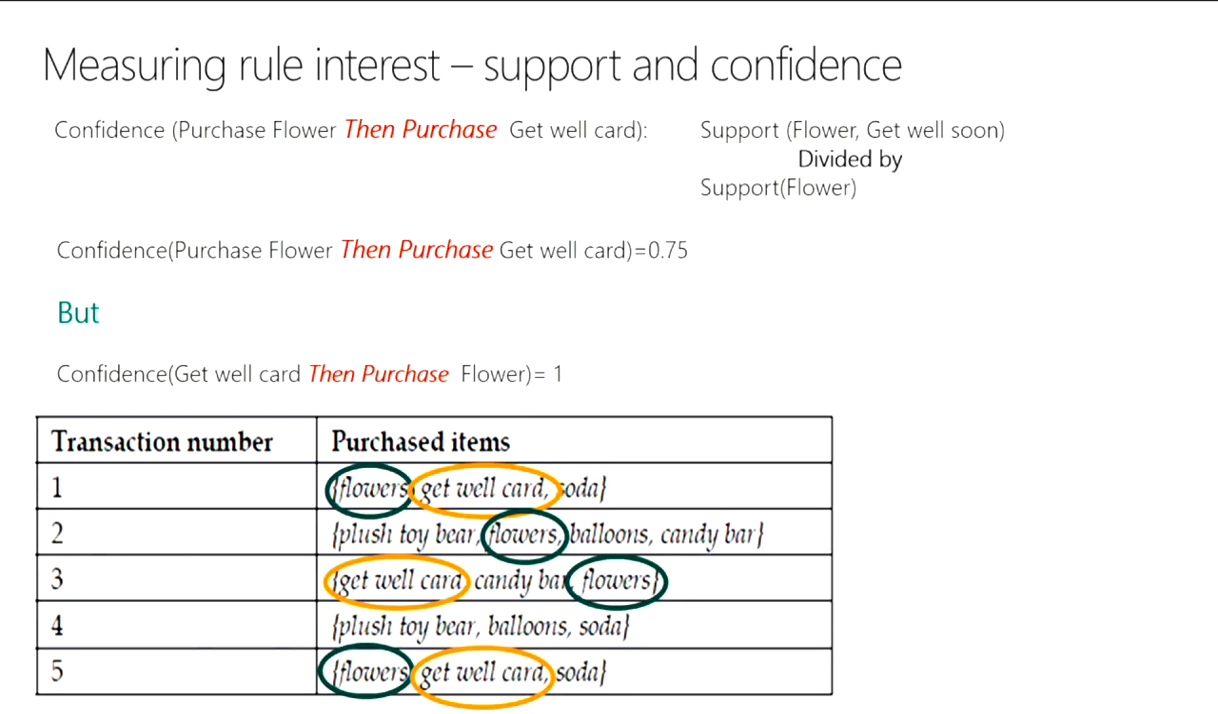But look at the reverse. People purchase the card. Are they going to purchase the flower? That's a different number. We have 100%. So in 100% of the cases, people who purchase the get well soon card are going to purchase flowers. I'm just not going deep on the formula, it's just based on the number of items that people purchase.